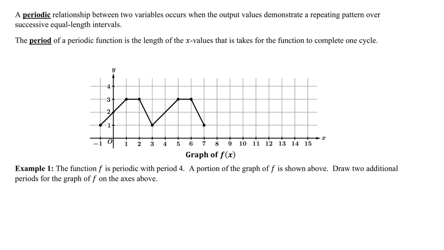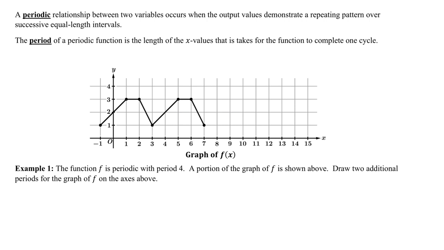A periodic relationship between two variables occurs when the output values demonstrate a repeating pattern over successive equal length intervals. The period of a periodic function is the length of the x values that it takes to complete a full cycle. Here we have a graph.